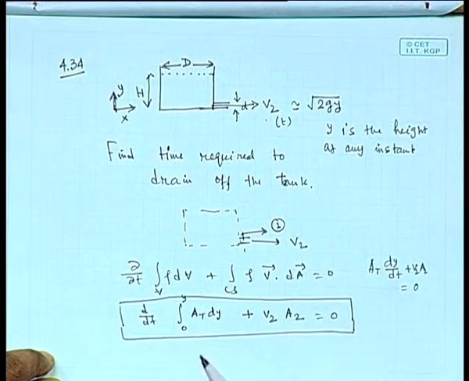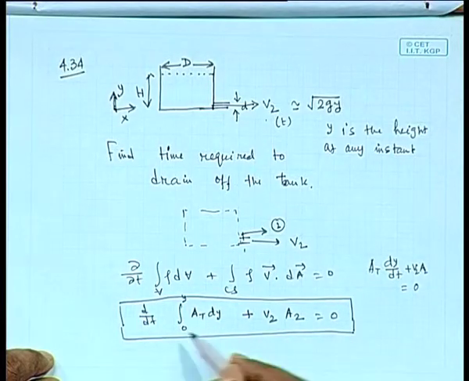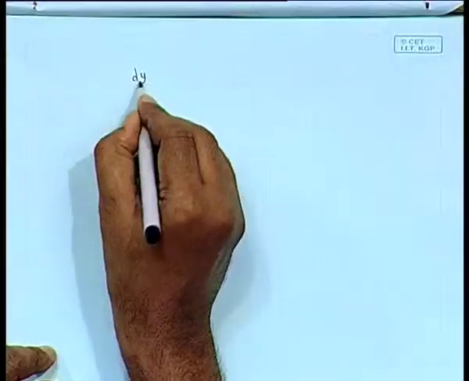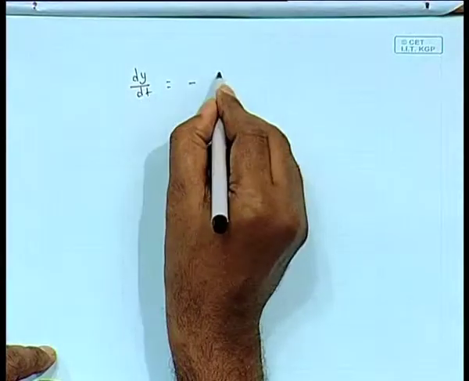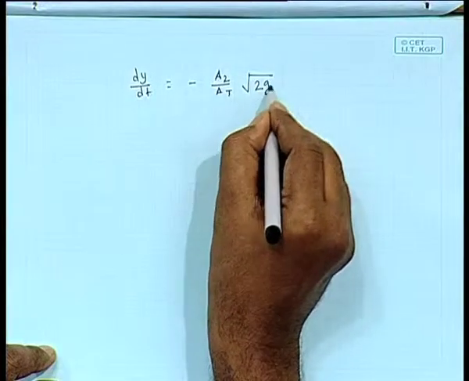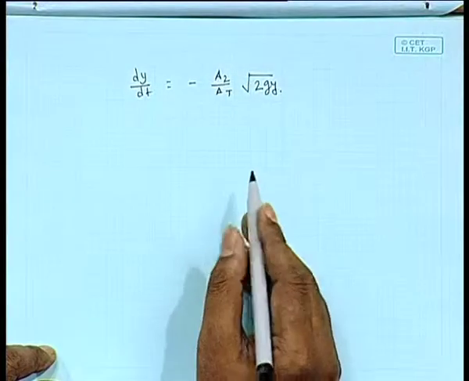Now, if it is a conical section, then At will be a function of y, so you cannot take it out of the integral, it has to stay inside. Anyway, dy/dt will be nothing but minus A2 by At times under root 2gy. Now, it is a simple integration.